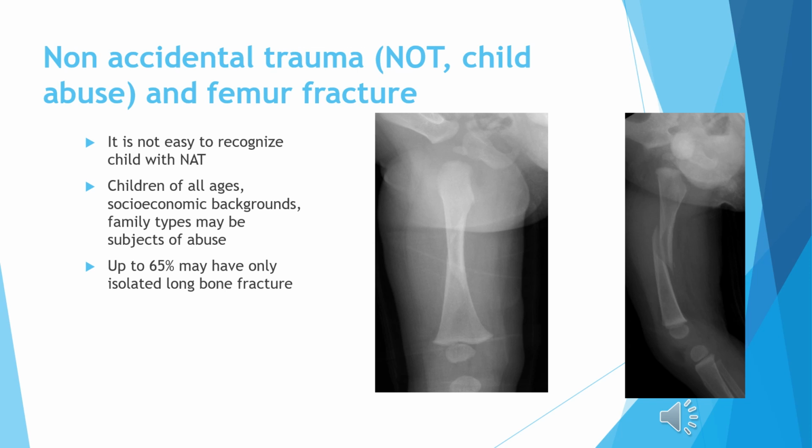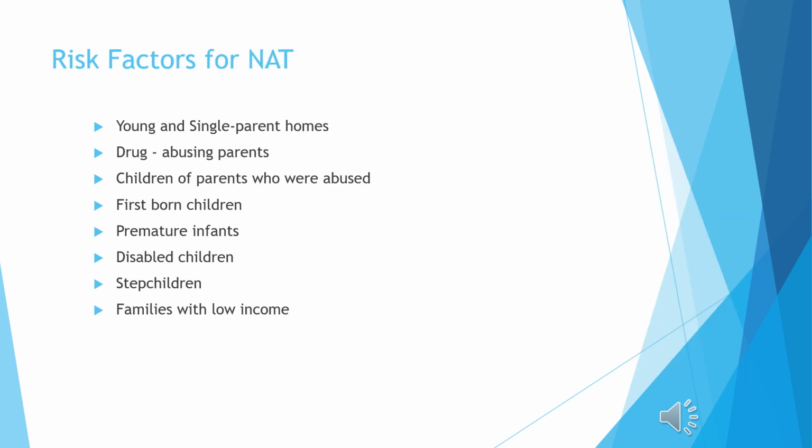And remember that non-accidental trauma or child abuse actually happens to children of all ages and all socioeconomic backgrounds. So it is not limited to only one subset of family or one background. It's very important to keep that diagnosis in your mind when you see a patient with an isolated long bone fracture, and of course if this bone is the femur, that also gives you an indication to think about this diagnosis.